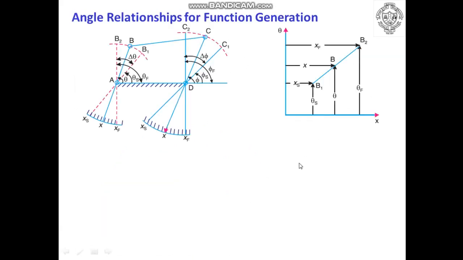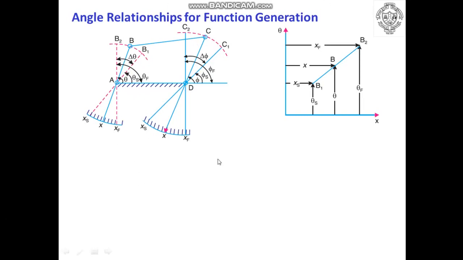Now let us go for studying the angle relationship for function generation. Try to understand this diagram first. Here the 4-bar mechanism is shown. AD is considered as the fixed link, AB is the input crank, BC is the coupler, and DC or CD is the output crank.